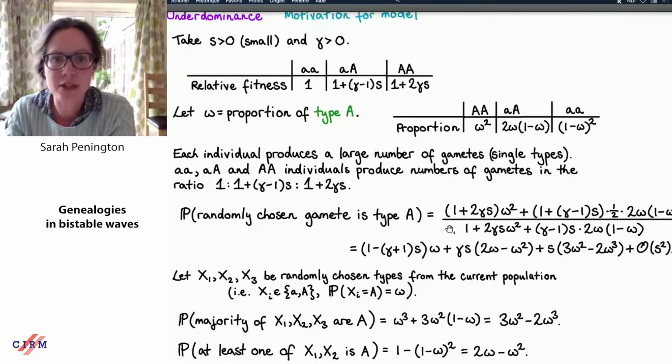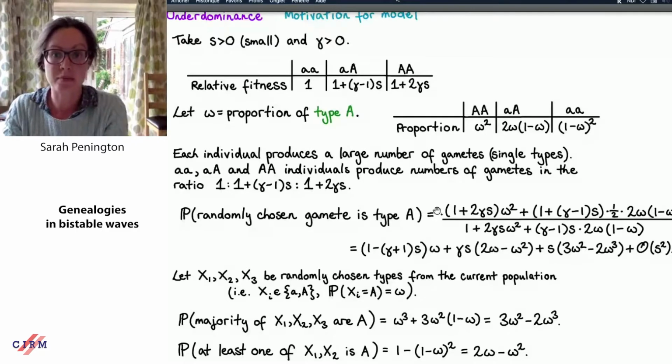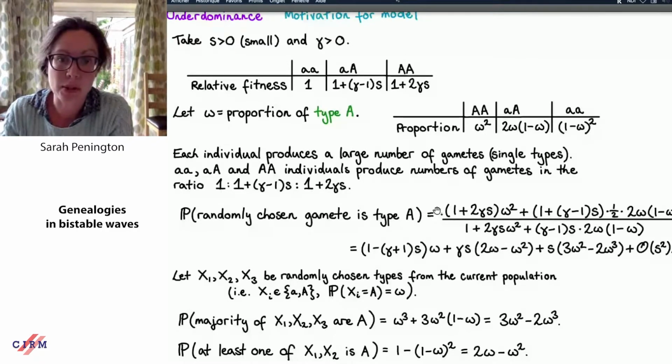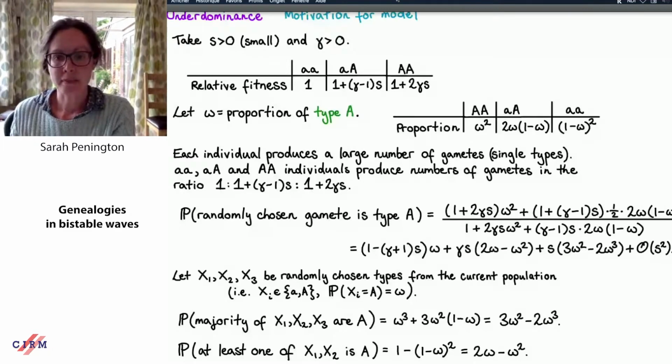So now, just for the purposes of this motivation for our model, because we're thinking of S as being small, we're going to expand this thing in powers of S, and we're going to ignore the terms which are order of S squared.